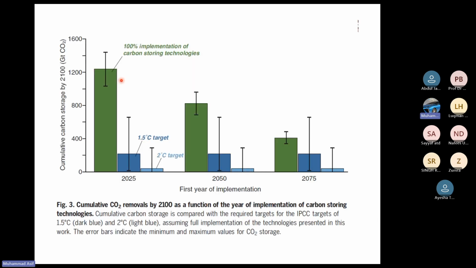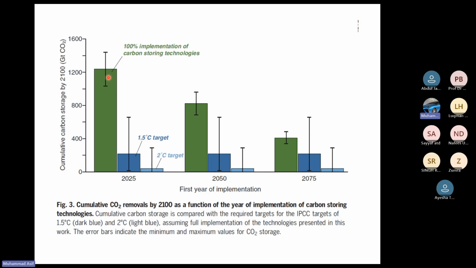And then if we talk about the trends in the next century, how we can get things together. This is cumulative carbon storage by the 21st century on this axis. Currently we have 100% implementation of carbon storage technologies. If we apply carbon storage technologies here, it can capture up to 1200 gigatons. And if we want to attain a 1.5 degrees Celsius limit on the temperature increase, then we have to go to about 200 gigatons.